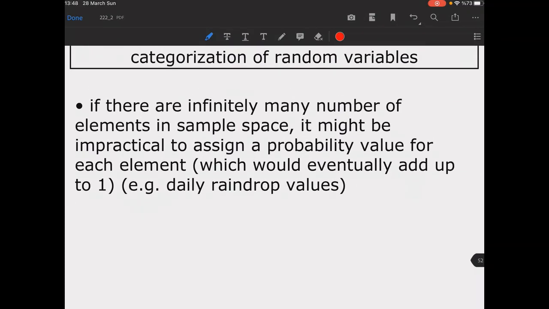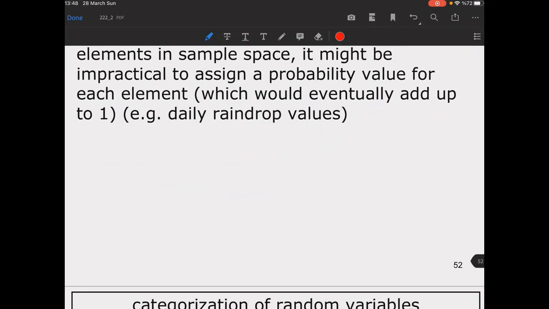Now, when we look at the categorization of the random variables, if there are infinitely many elements in the sample space, it might be impractical to assign a probability value for each of the elements. So it can be meaningless, okay? And for example, the daily rain drop values, for example, okay? You cannot count the number of options you have here. But eventually, they would add up to 1 because it's a probability, okay?